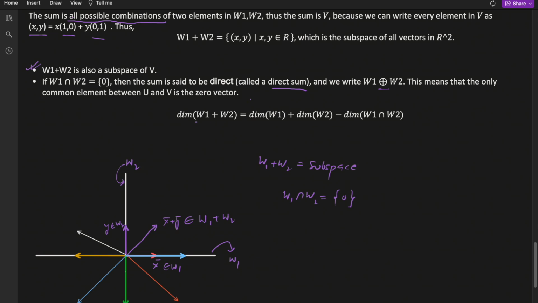Now there is one important formula. This is one of the most important formulas for subspaces. It says that the dimension of the sum of two subspaces is nothing but the dimension of the first subspace plus the dimension of the second subspace minus the dimension of their intersection.